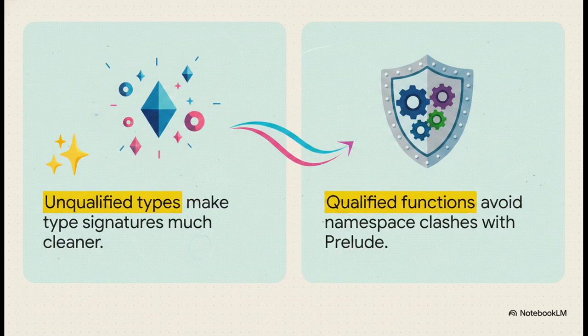Look, if you just import everything unqualified, you literally have no idea what functions are being dumped into your workspace, and that is a recipe for massive confusion down the line. So what do we do? We use a hybrid approach. You import your types unqualified. Why? Well, it keeps your type signatures looking super clean and readable. But, and this is absolutely key, you import your functions qualified. You do this to completely sidestep namespace clashes, especially with the default prelude module. It really gives you the absolute best of both worlds, totally clean code and a rock-solid safe namespace.